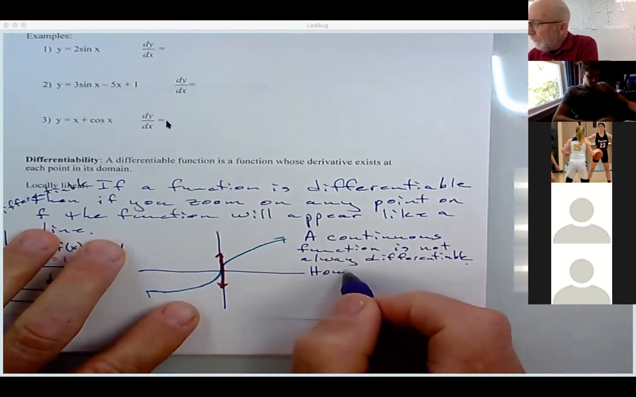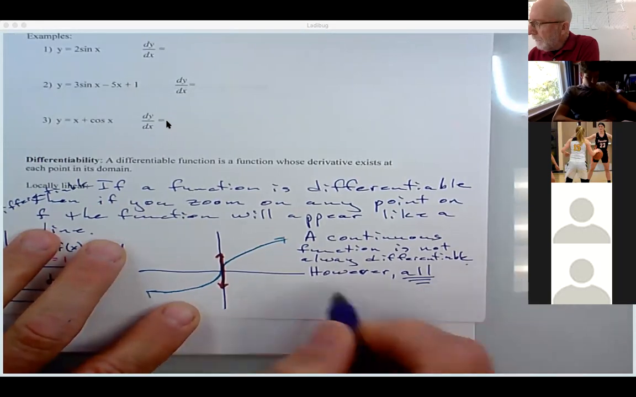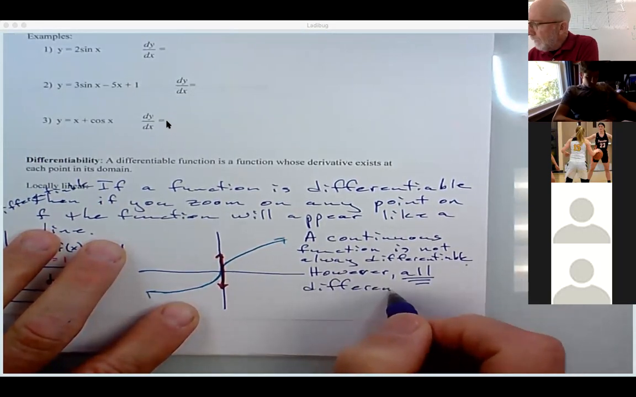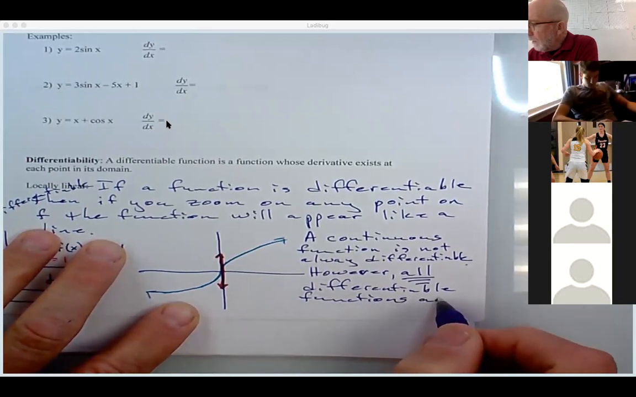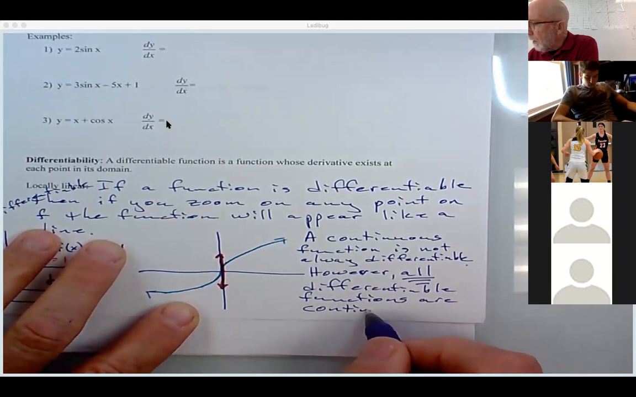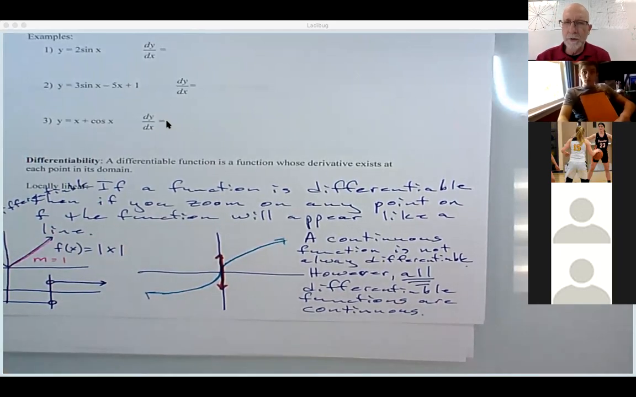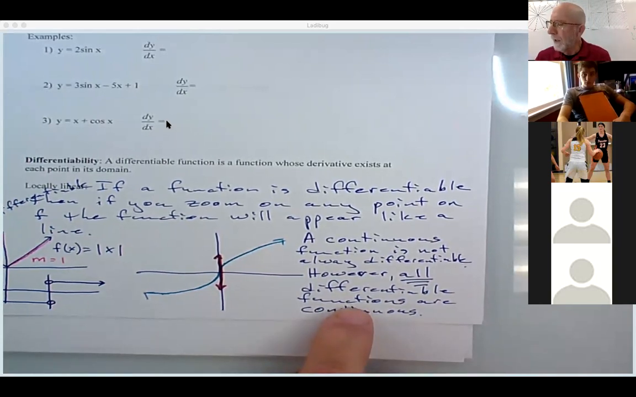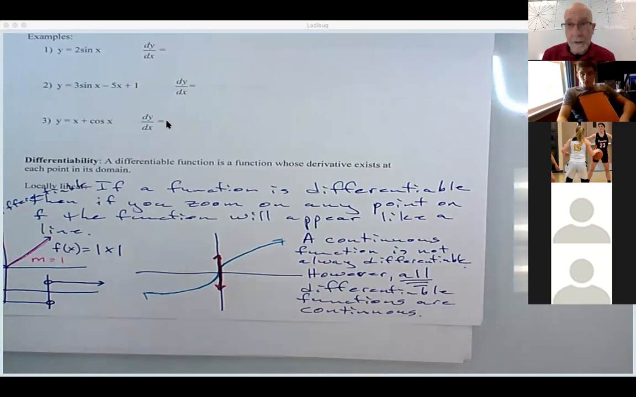However, all differentiable functions are continuous. So way back when we were talking about how to justify whether something was continuous or not, I said, well, if it's differentiable, you automatically know it's continuous. And I said, you don't understand what differentiable means yet, but you will. So if they tell you a function is differentiable, you better say somewhere down the road that it's continuous. And we do on that intermediate value theorem, just for a little bit of review.